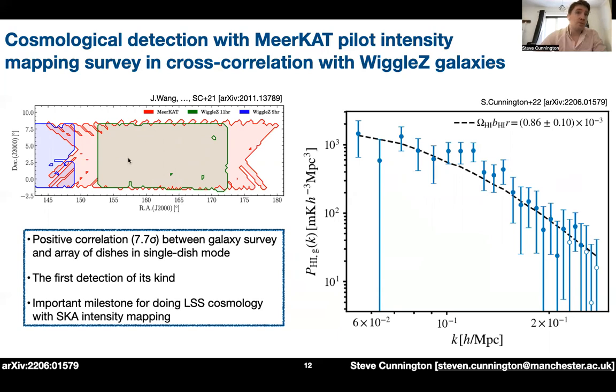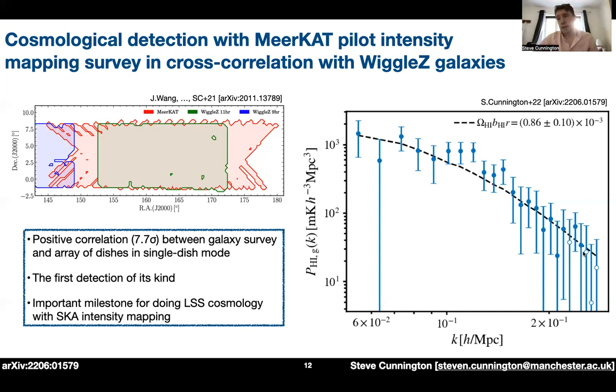So we cross-correlate with the WiggleZ 11-hour field, shown here in green. The MeerKAT pilot survey is shown in red. And then on the right here is the cross-correlation power spectrum from these two fields. The idea is, if there was no cosmological H1 at all in the intensity maps that we observe with MeerKAT, then there would be no cross-correlation signal between these two data sets. You'd get something that was just consistent with zero.